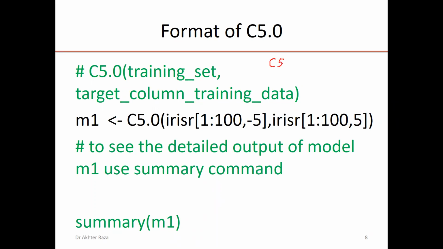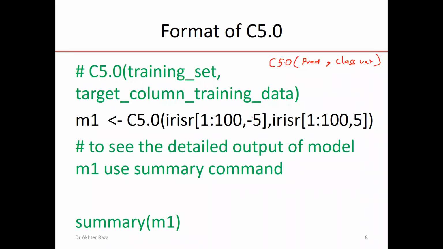C5.0 is the function name which implements the classification algorithm. You first have to specify predictors, and then comma, class variable. That is the format of C5.0. You have to specify first all predictors, and then you have to specify the class variable.